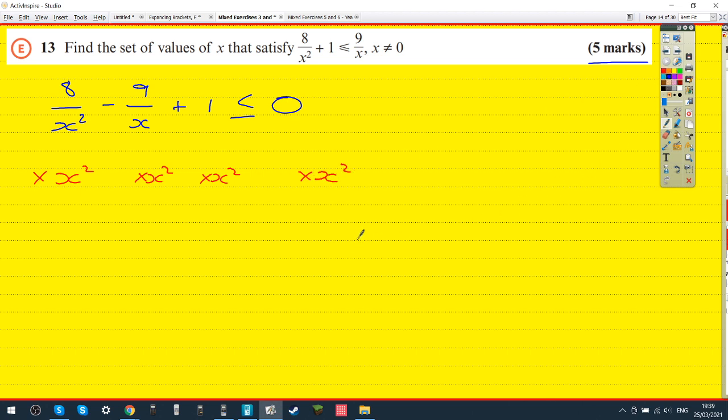Wait, so what happens to the minus 9 over x then if it's x squared? That'll be minus 9x squared over x. Ah, okay. And would the 8 over x squared just become 8? Well done. So it'd be 8 minus... And then you could simplify the plus... so it'd be 1x squared. Yeah, or just x squared. And then it'd be minus 9x squared over x. And simplify that? Oh, it'd just be 9x. Well done. Right side? 0. Yep.